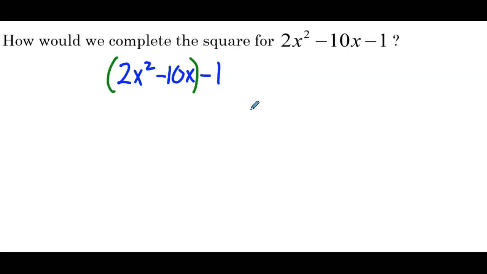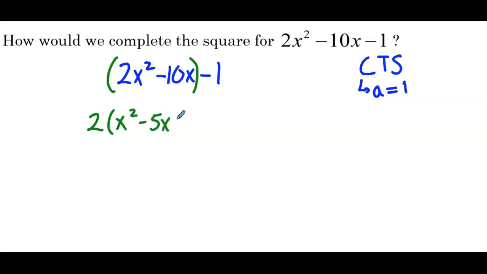Now it is true, completing the square can only be done when the coefficient of x squared is equal to 1. Right? So for completing the square, a needs to be equal to 1. Remember, a is the coefficient of x squared. So what should we do as our first step to make sure that that coefficient is 1? What we're going to have to do is factor out a 2. So if we factor out a 2 inside our parentheses, that leaves us with x squared minus 5x plus something, minus 1.